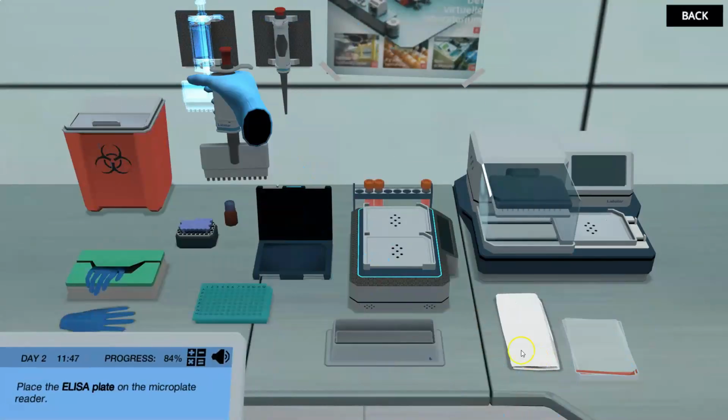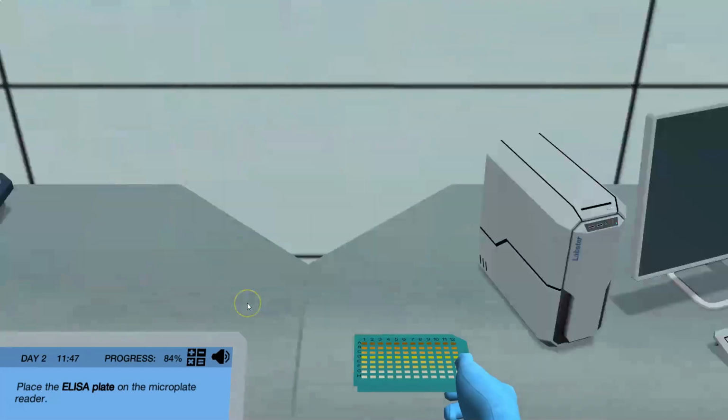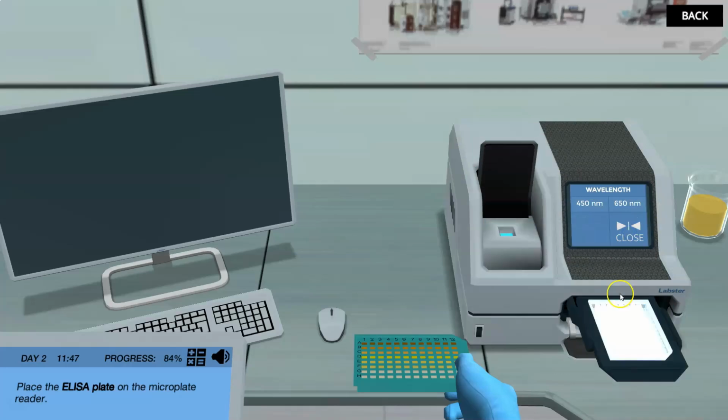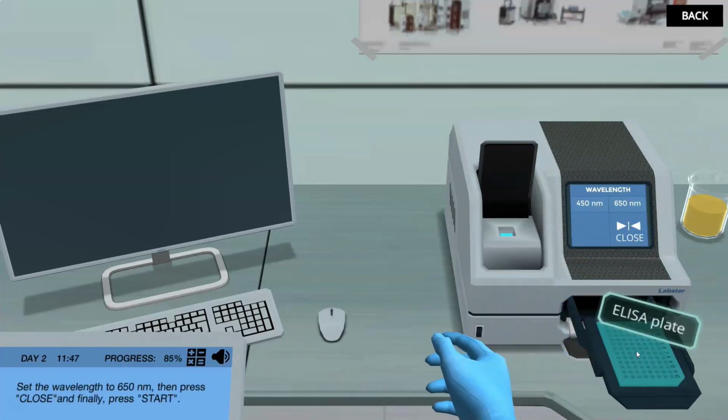Place the ELISA plate on the microplate reader. Set the wavelength to 650 nanometers, then press close and finally, press start.